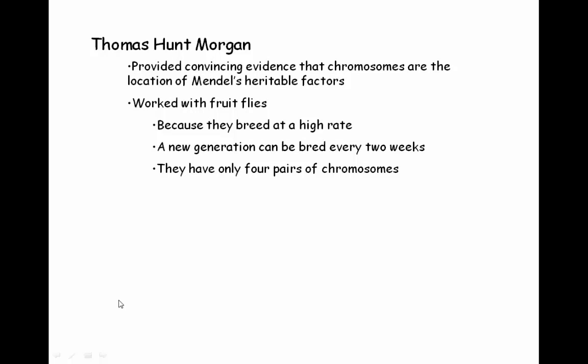And another very important thing for him was that they have only 4 pairs of chromosomes. That is quite a small number of chromosomes. And in his case, he was really trying to prove that the genes that Mendel talked about were indeed located on the chromosomes. So in this case, he did not have very many chromosomes that he really had to sift through when looking for his gene locations.